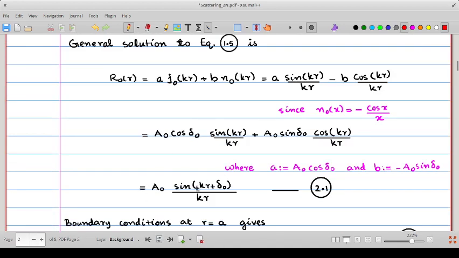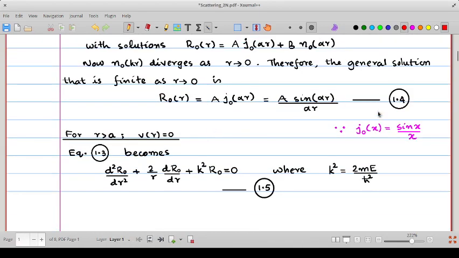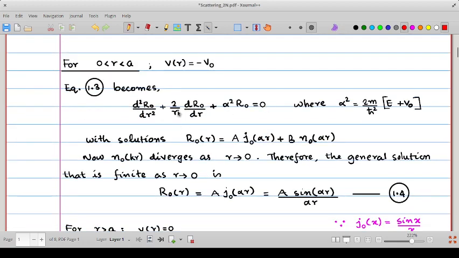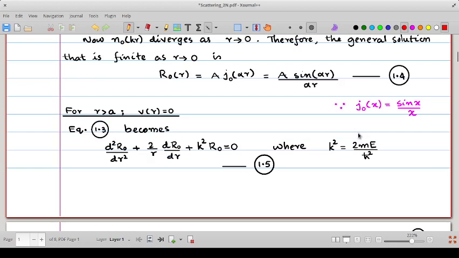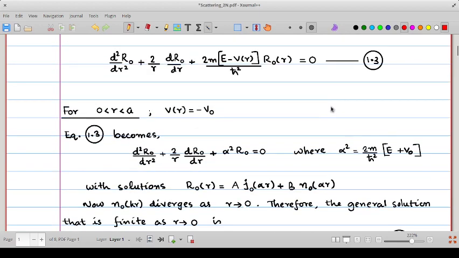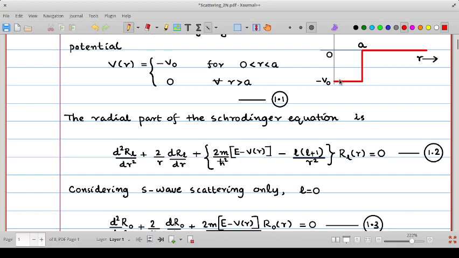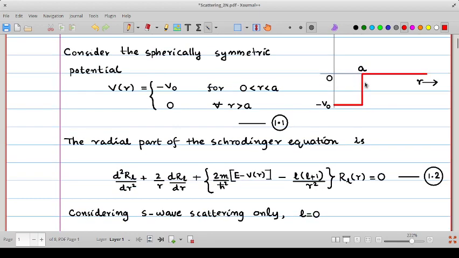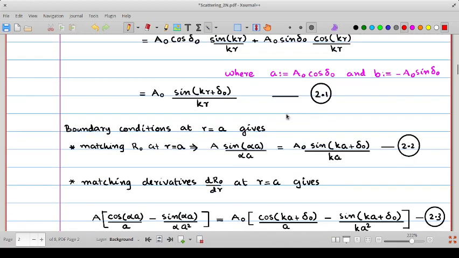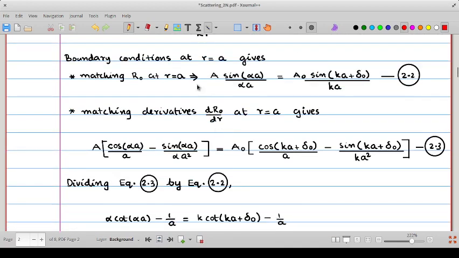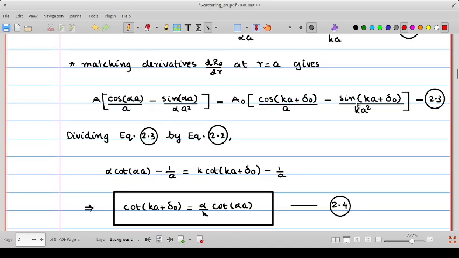So this gives us the solution for r greater than a, and this equation gives us the solution for r between 0 and a. Since this is a solution of the Schrodinger equation, these two solutions should match at the boundary, which is given by r equal to a. Not just the wave function, its first derivative should also match. Matching these two solutions at r equal to a gives this condition, and matching the derivatives at r equal to a gives this condition.